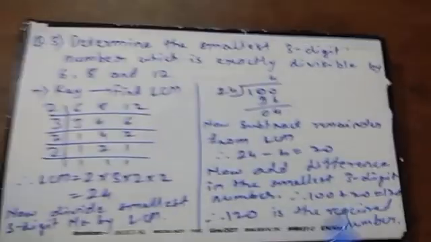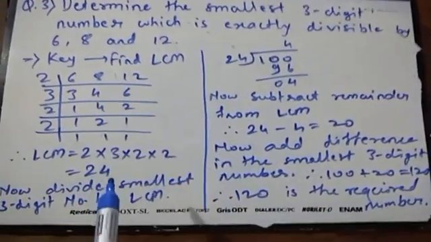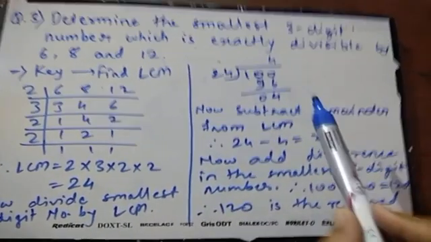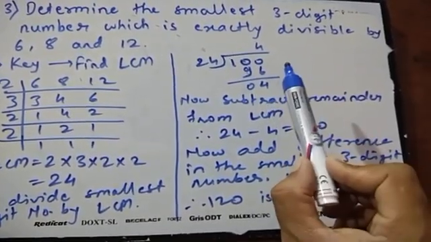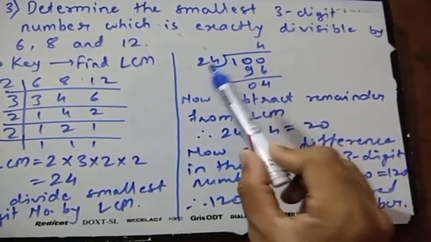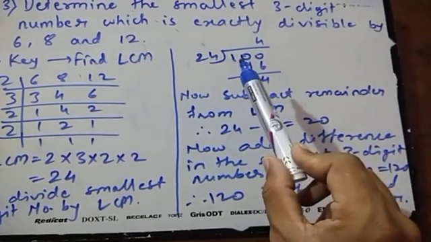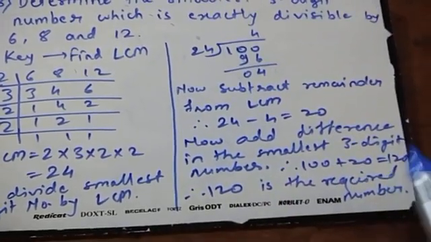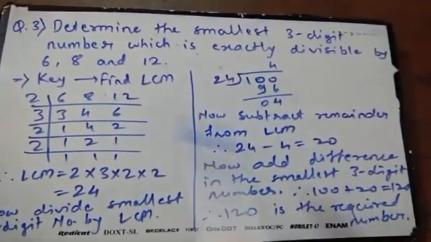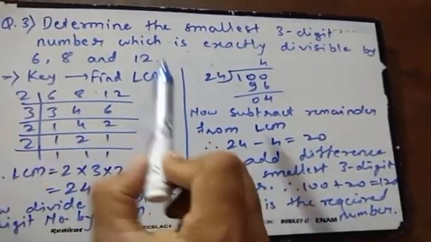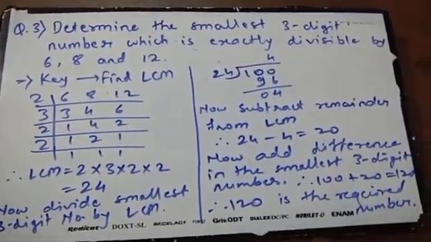Students, remember what we have to do first. In such cases we have to find the LCM first. When we get the LCM, we divide the smallest 3-digit number by that LCM. After dividing we will get a remainder, and whatever remainder we get, we have to subtract from the LCM. Whatever difference we get, we have to add to the smallest 3-digit number, and we will get that number. So 100 plus 20 is 120, therefore 120 is the required number, which is exactly divisible by 6, 8 and 12, and which is the smallest 3-digit number. I hope you understood this part also.